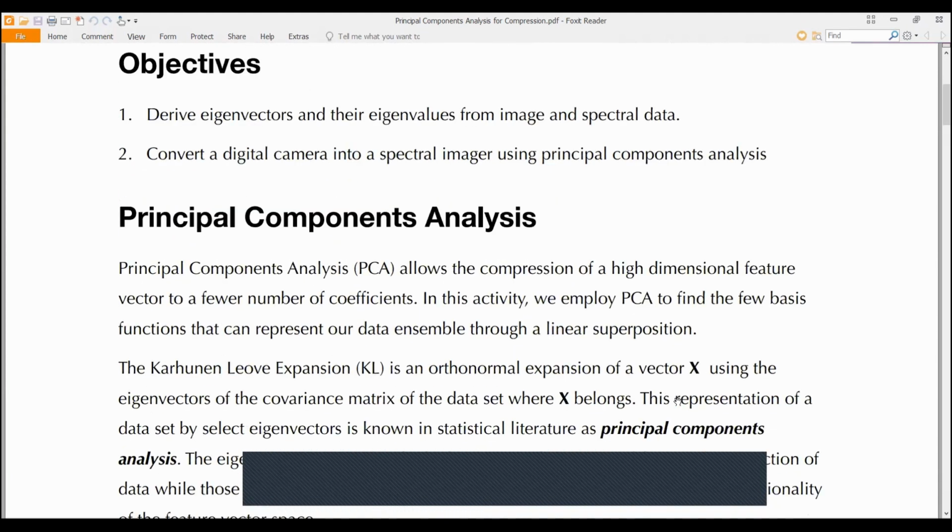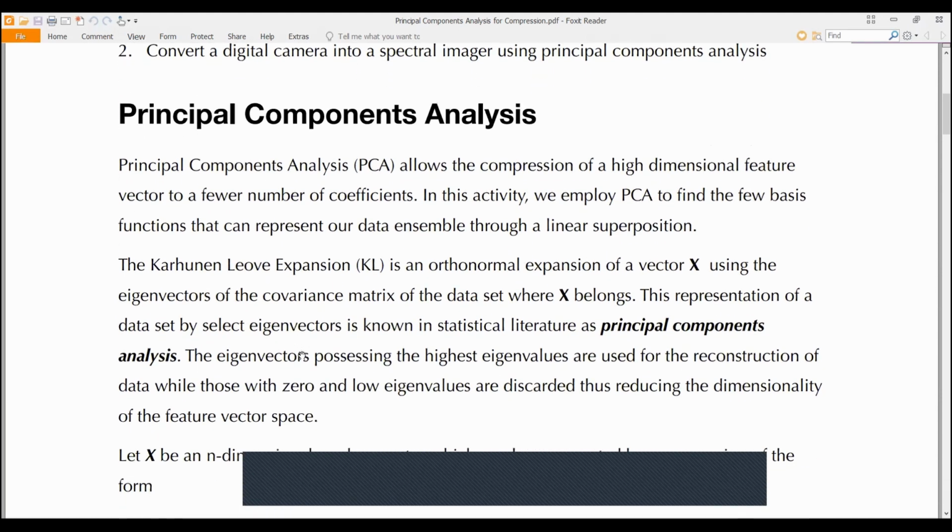So PCA allows the compression of a high-dimensional feature vector to a fewer number of coefficients. So a shorter vector, in other words. In this activity, we employ PCA to find the few basis functions that can represent our data ensemble through a linear superposition.